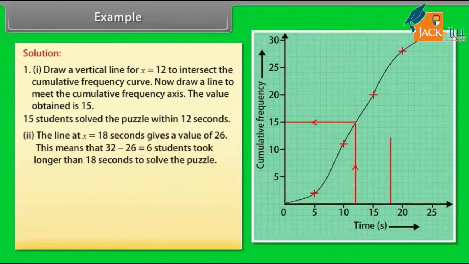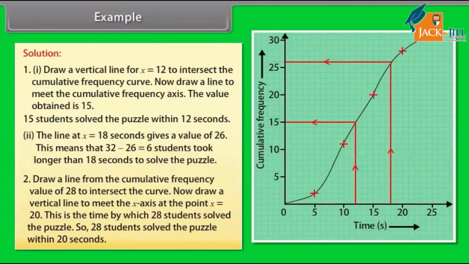15 students solved the puzzle within 12 seconds. The line at x as 18 seconds gives a value of 26. This means that 32 minus 26 equals 6 students took longer than 18 seconds to solve the puzzle. 2. Draw a line from the cumulative frequency value of 28 to intersect the curve. Now draw a vertical line to meet the x-axis at the point x as 20. This is the time by which 28 students solved the puzzle. So, 28 students solved the puzzle within 20 seconds.